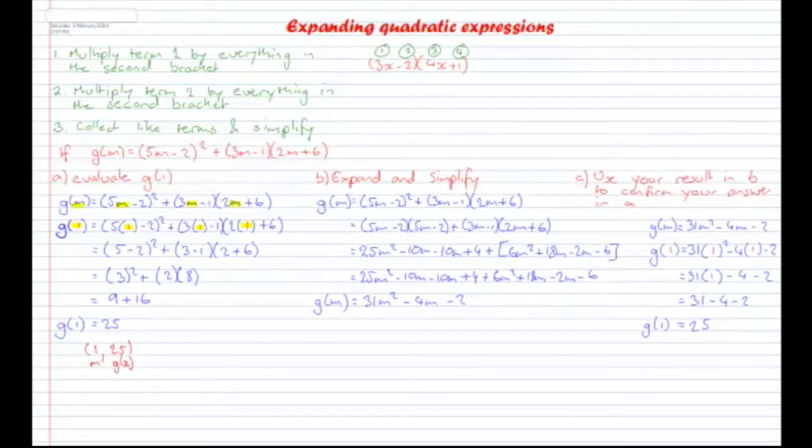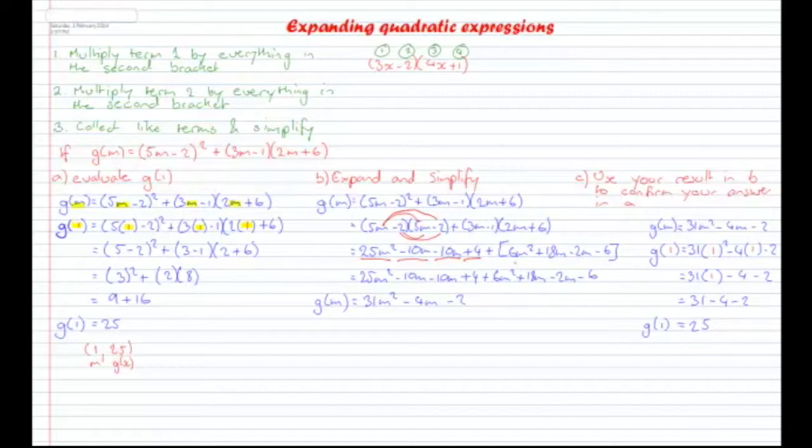Right, the next question says expand and simplify, so I've just once again rewritten out the whole function that you can see at the top, and then I've gone through and instead of writing 5m minus 2 squared, I've just rewritten the brackets out twice. Going through and expanding now, you get 5m times 5m is 25m squared. 5m times negative 2 is negative 10m. Negative 2 times 5m is negative 10m once again. And negative 2 times negative 2 is positive 4.